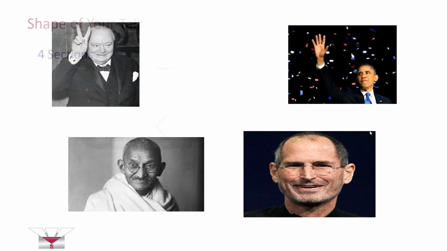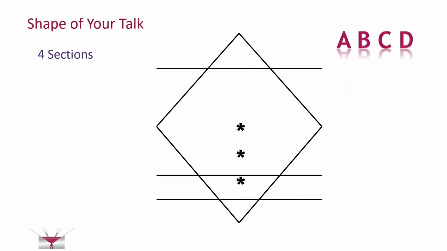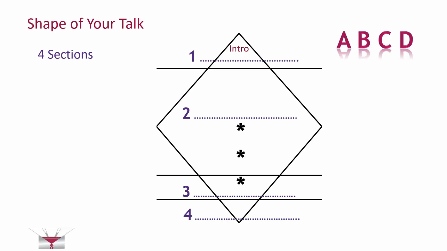So the method is called ABCD. If you look at this diamond shape here, this is the overall shape of the presentation or the talk. And it's split into 4 sections. So the first is the introduction, which is what I'm going to share with you today. The second is the main body. The third is the close. Very important that we close as passionately, powerfully, and impactfully as the beginning. And finally, what do we want them to do as a result? What do we want them to go away knowing, thinking, feeling, saying, or doing as a result of the presentation that you're doing?